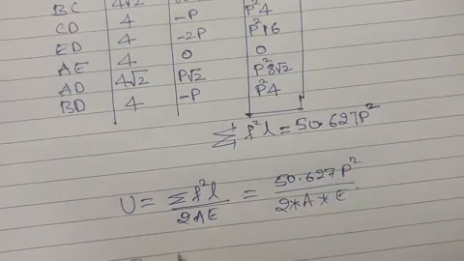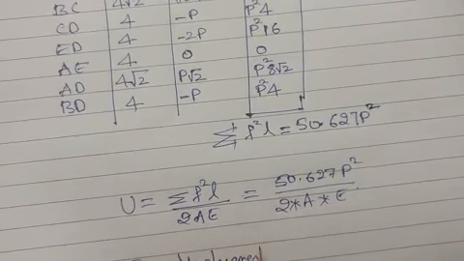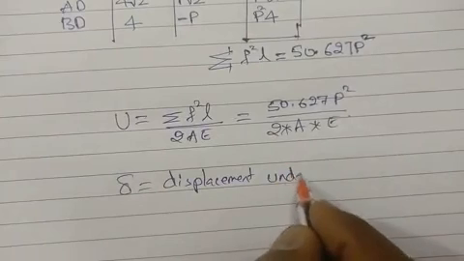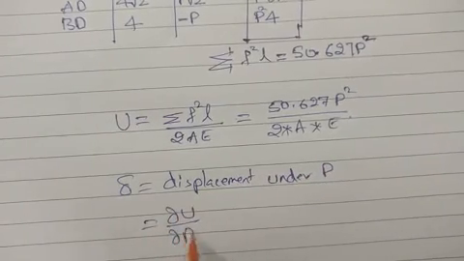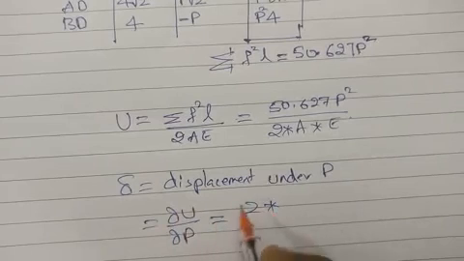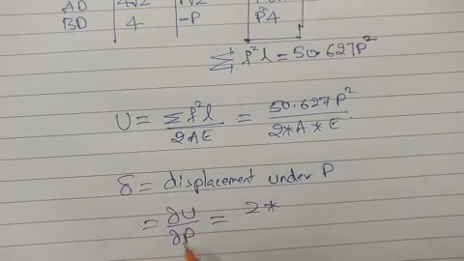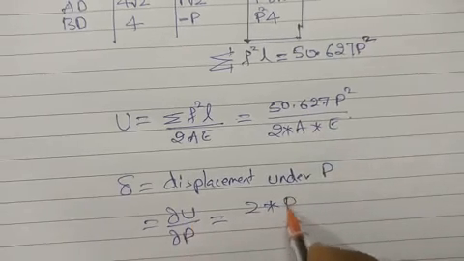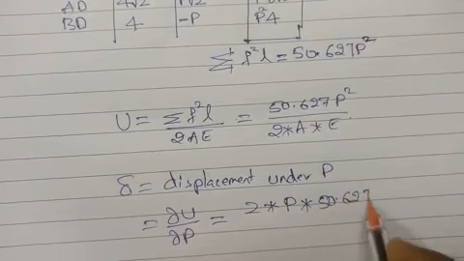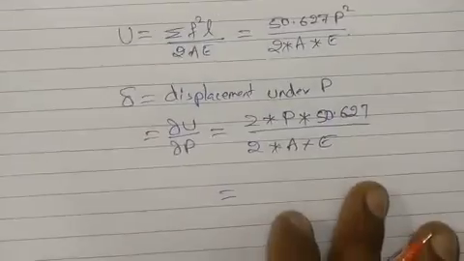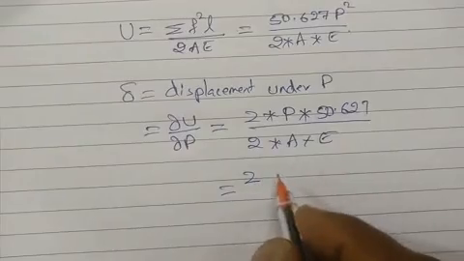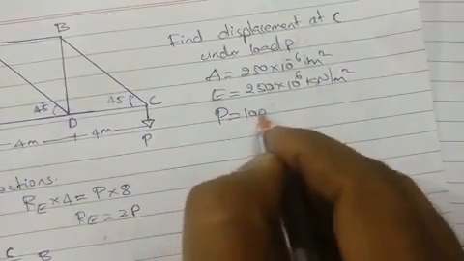Now delta, the displacement under P, is equal to dou U by dou P. It will become the partial differentiation of U with respect to P. So P square will become 2P, 2 into P into 50.627 by 2 into A into E. Now substituting all the values, P is given as 100 kilonewtons.